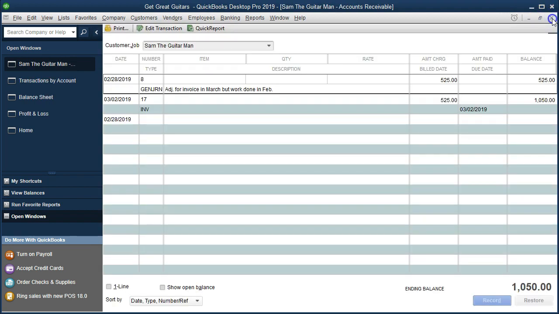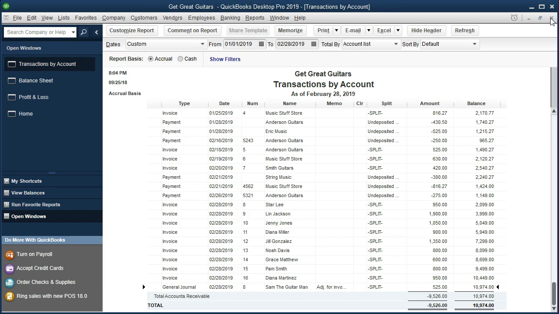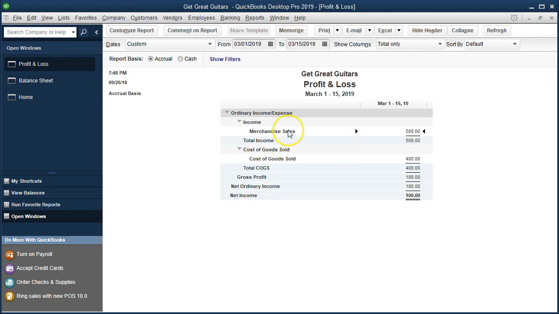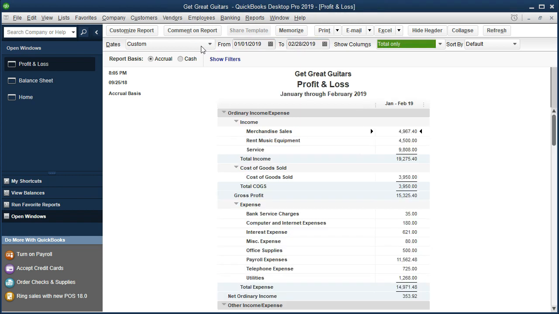So that's the one side of it. We're going to close this back out. The other side is going to be on the profit and loss. So here it is in March. We're going to go back to the prior time period, which is 01/01/19 to, let's say, 02/28/19. So this is the point in time as of that we're going to make the financial statements, the cutoff date.